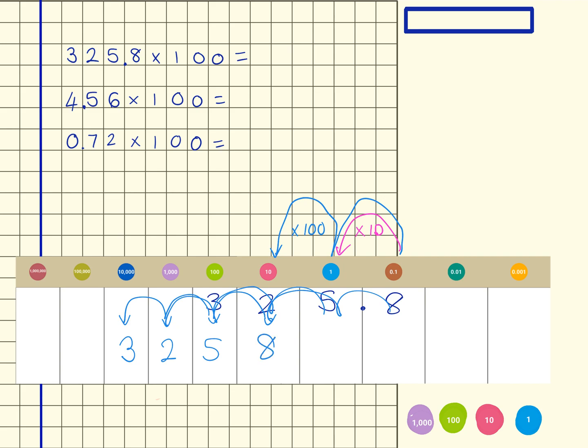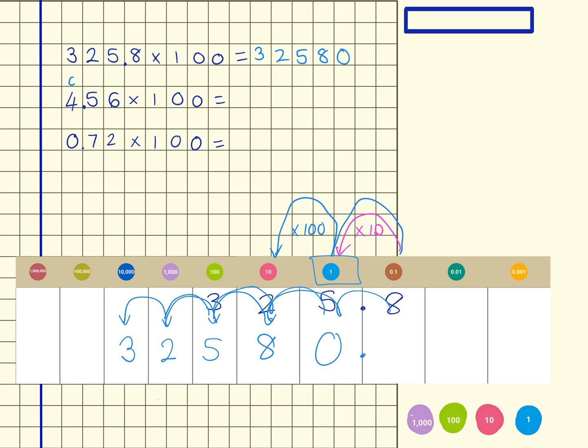Now we don't just leave the number like that. The decimal point will be here, we don't need to put that in, but I'm just showing you that that means the ones column is empty, so we do need to put a 0 in there to show that each of these digits have moved along and that we currently have nothing in the ones column. So here we end up with 32580, so 32,580. Let's use that same method here.